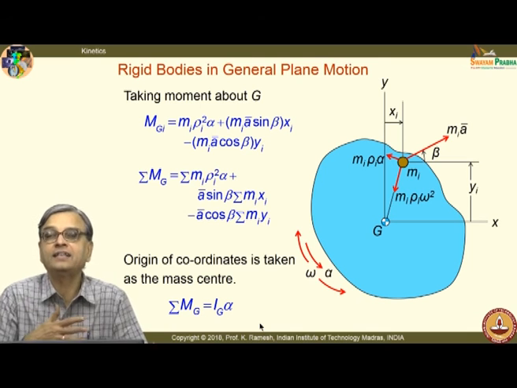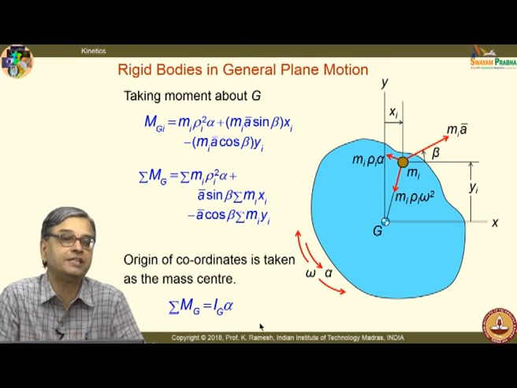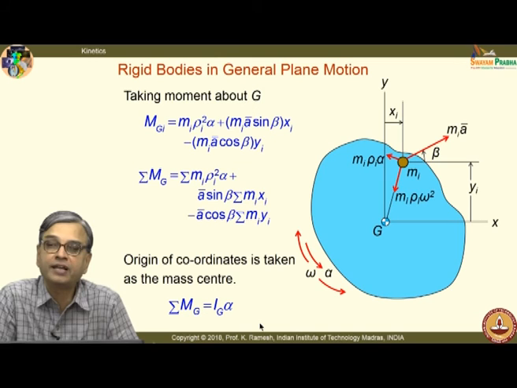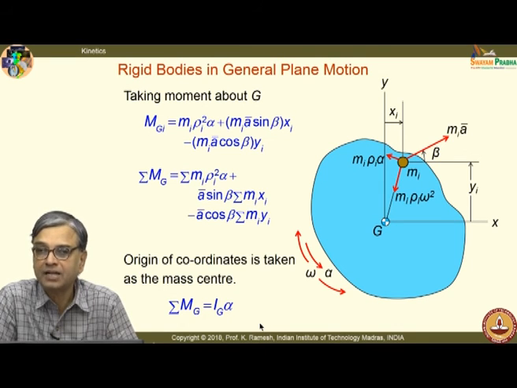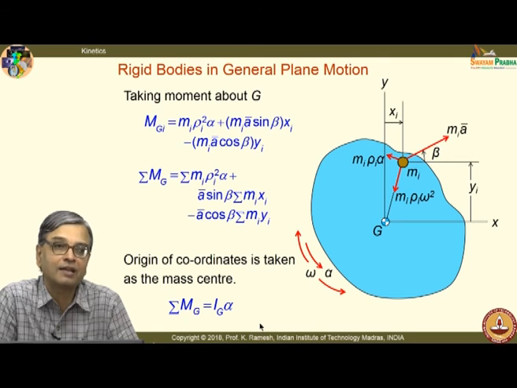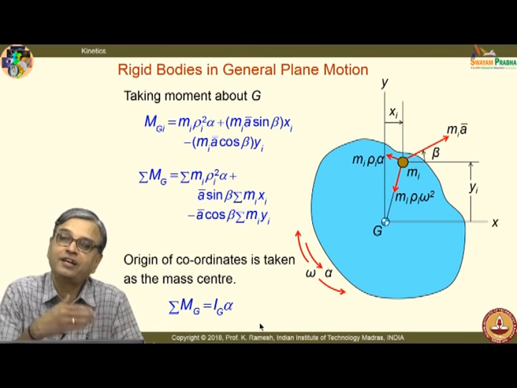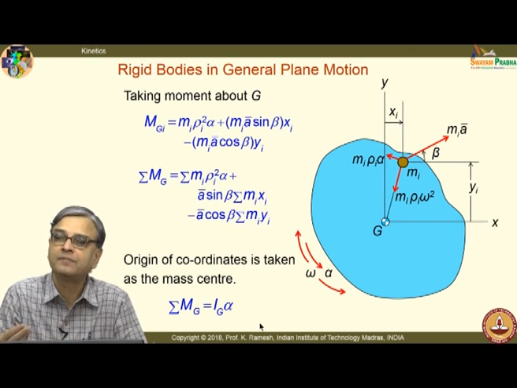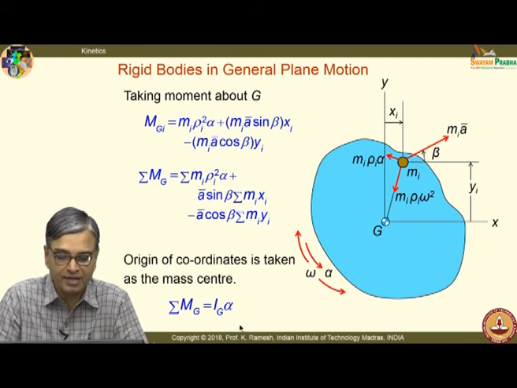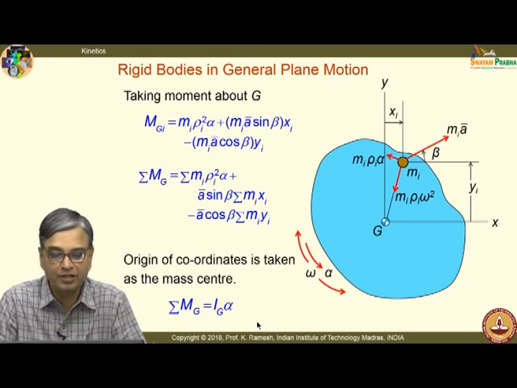So, the whole idea is that moment about g in a rigid body reduces to your moment of inertia ig into alpha. Alpha is your angular acceleration of the body. We have derived it in one way earlier, and we have re-derived it from first principles in this slide. Okay, the final result is this. It is a very useful result.